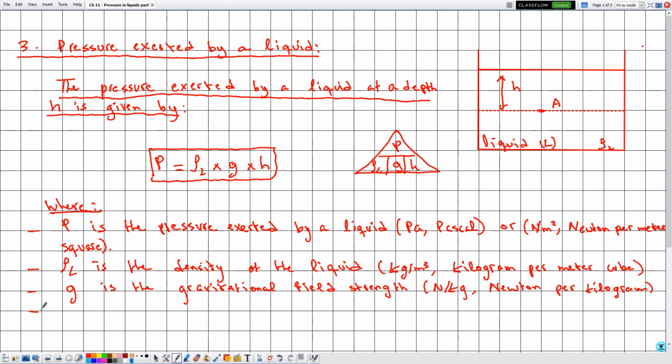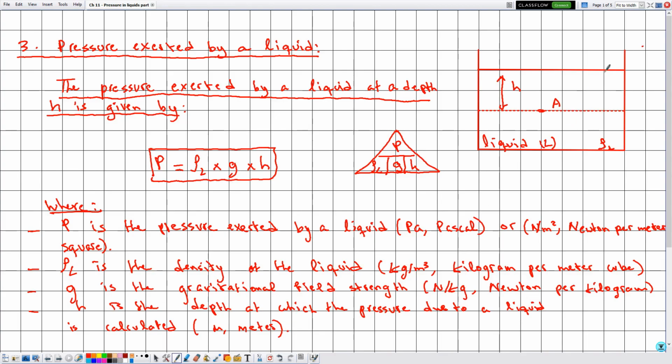And finally H is the depth at which the pressure due to a liquid is calculated. And we know that H represents a length, and the unit of length in the SI is meter.